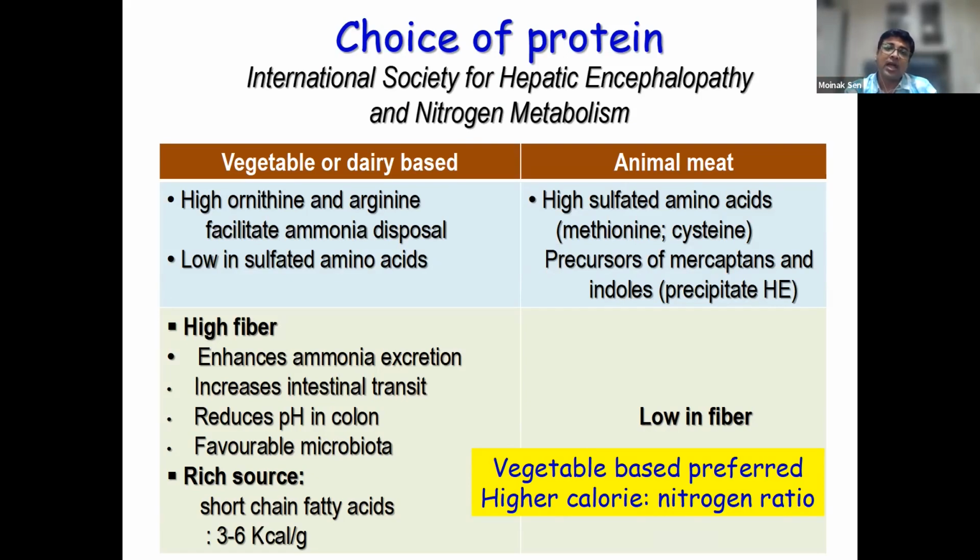Along with that, you have to give a high fiber diet. It enhances ammonia excretion, increases intestinal transit, reduces the pH in the colon, and allows favorable microbiota to come. You must also remember that the short chain fatty acids that are derived from high fiber also contain 3 to 6 kilocalories per gram of energy. And this is a very important source of energy for these patients.